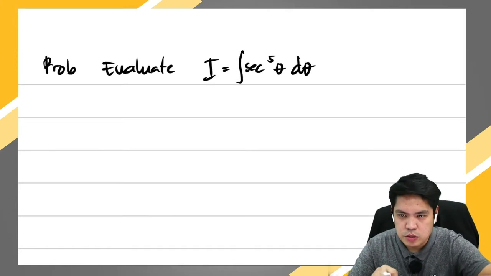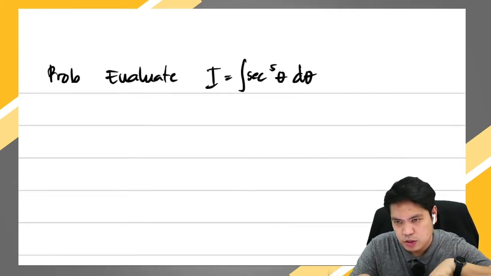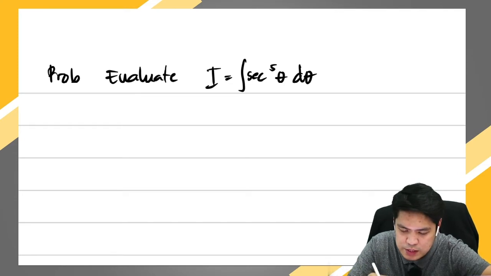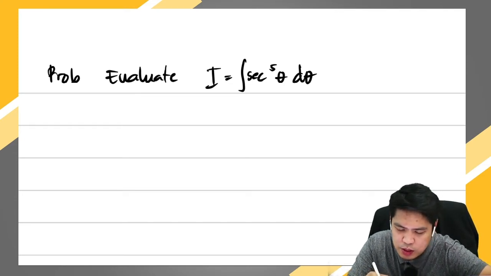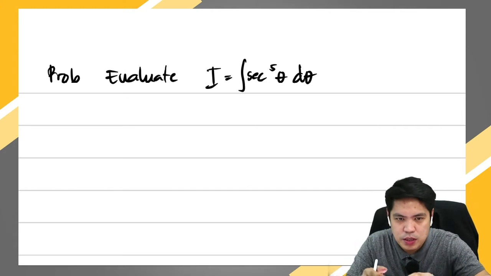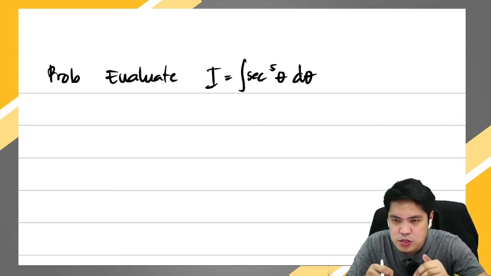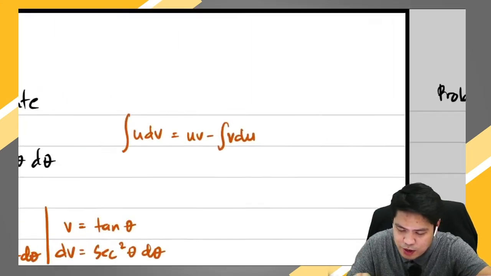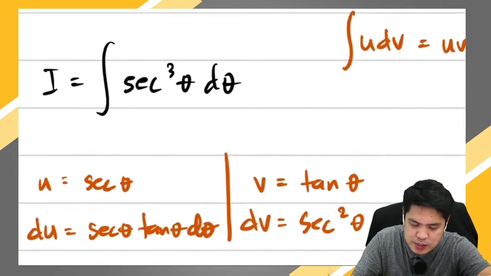Okay, this is just a continuation of our discussion on integration by parts. But suppose we have this integral. We have to evaluate I is equal to the integral of secant raised to 5 theta d theta. If we do integration by parts here, that would make us do a series of integration by parts. Kasi kanina, or previously, we have already solved this.